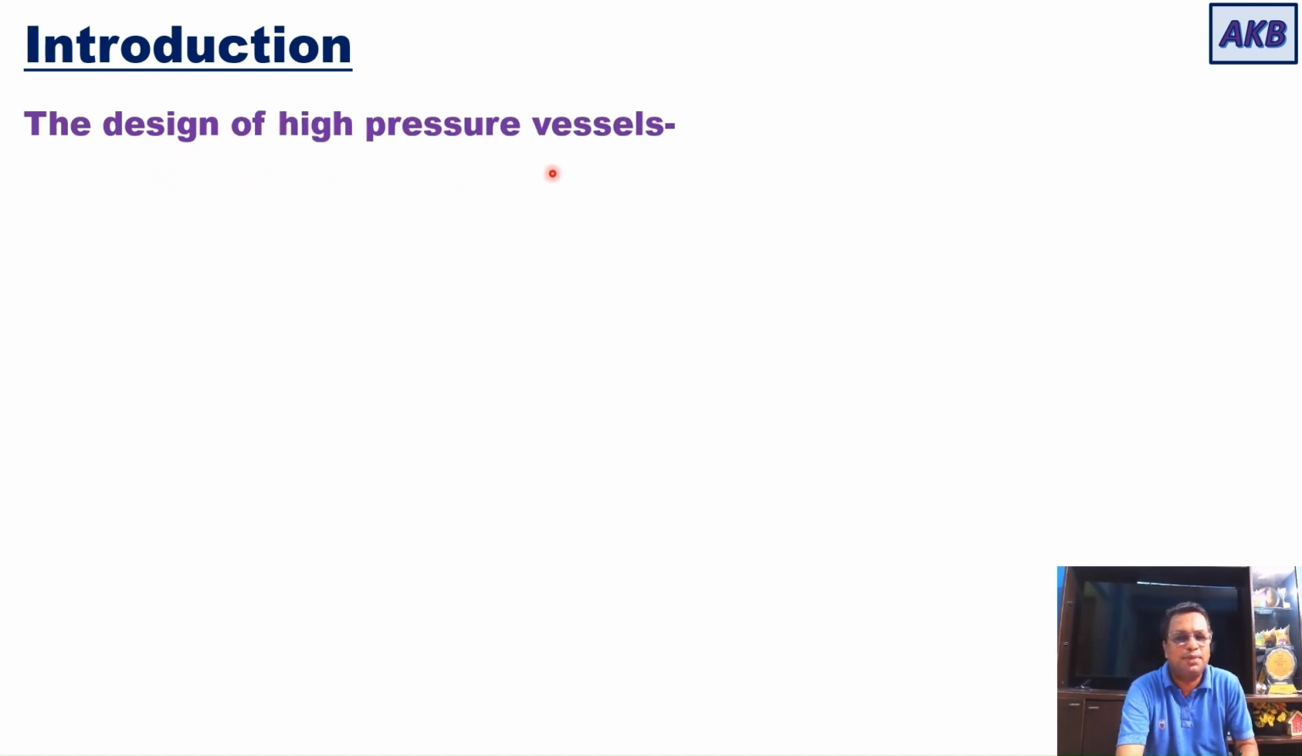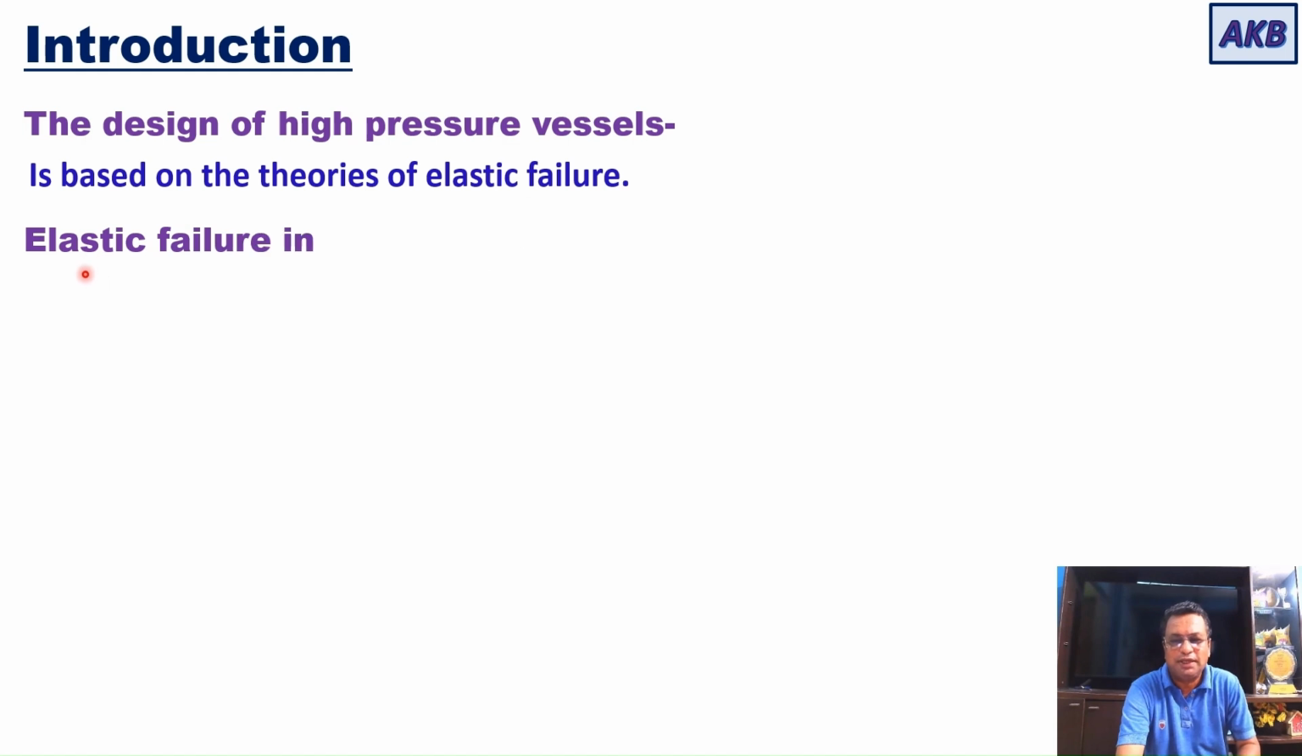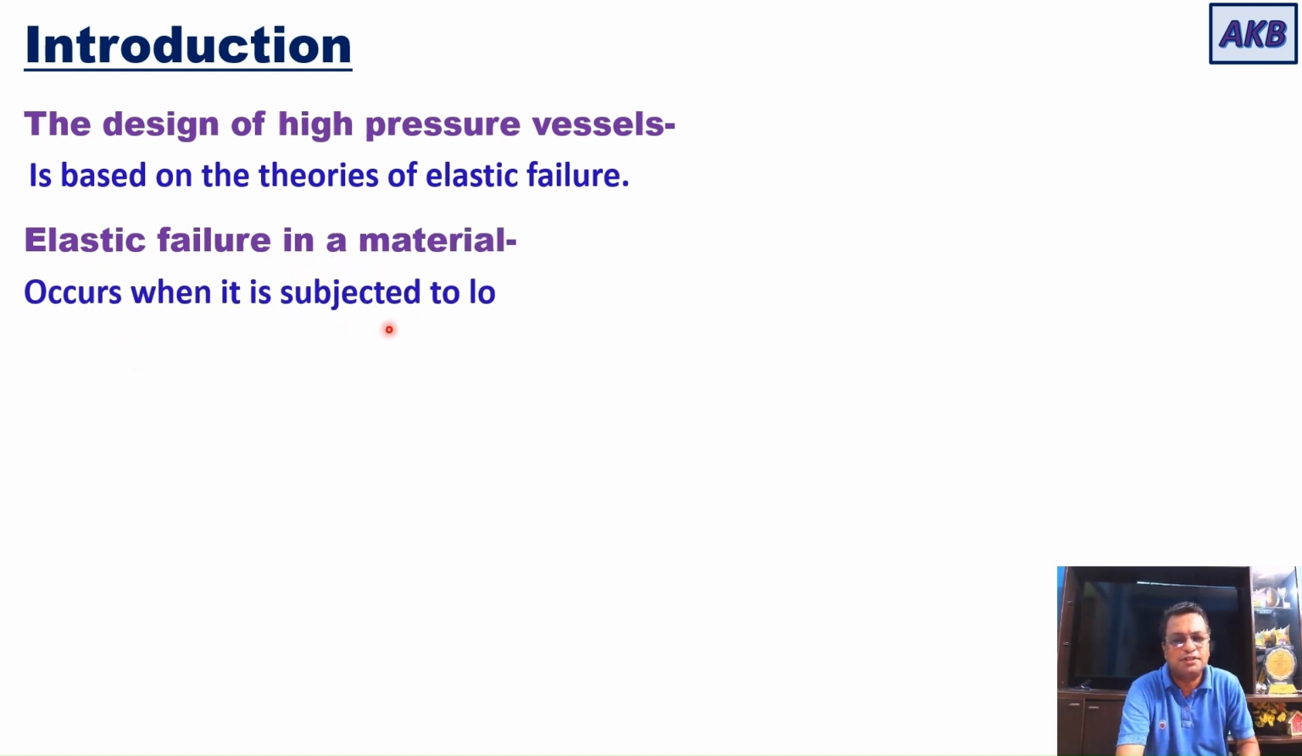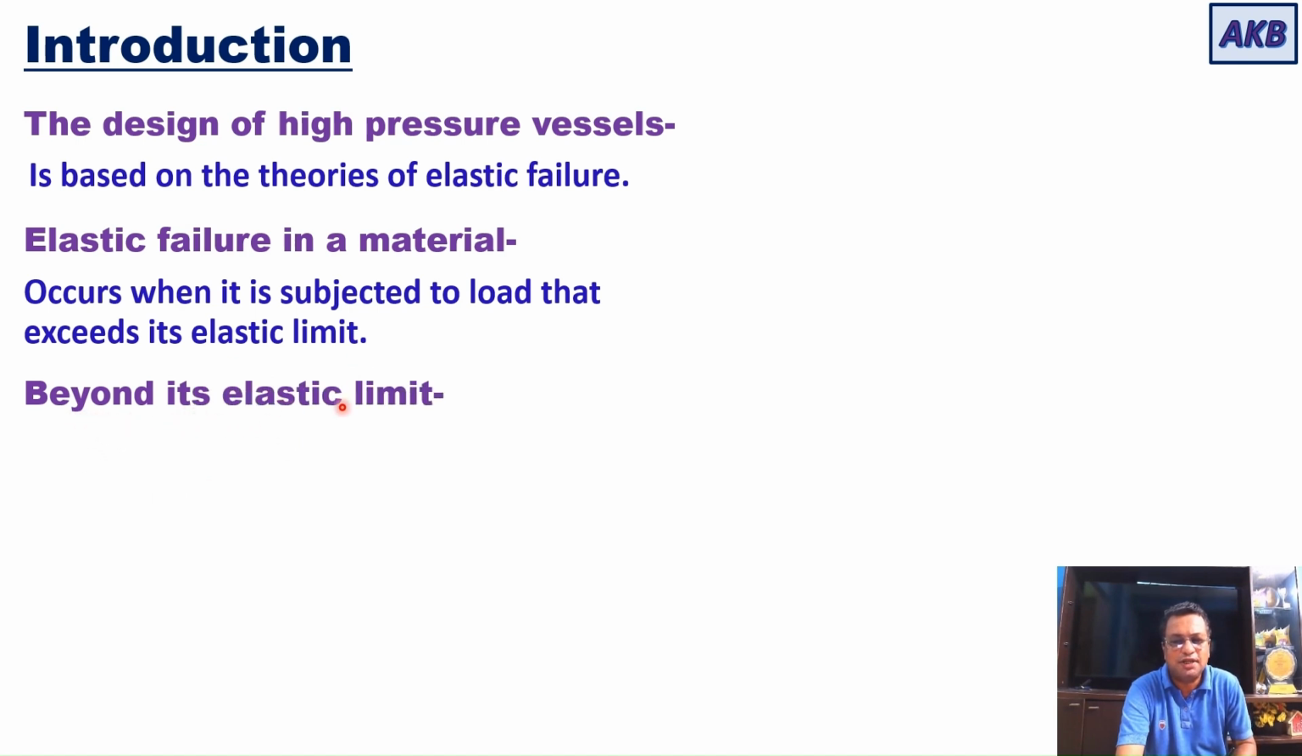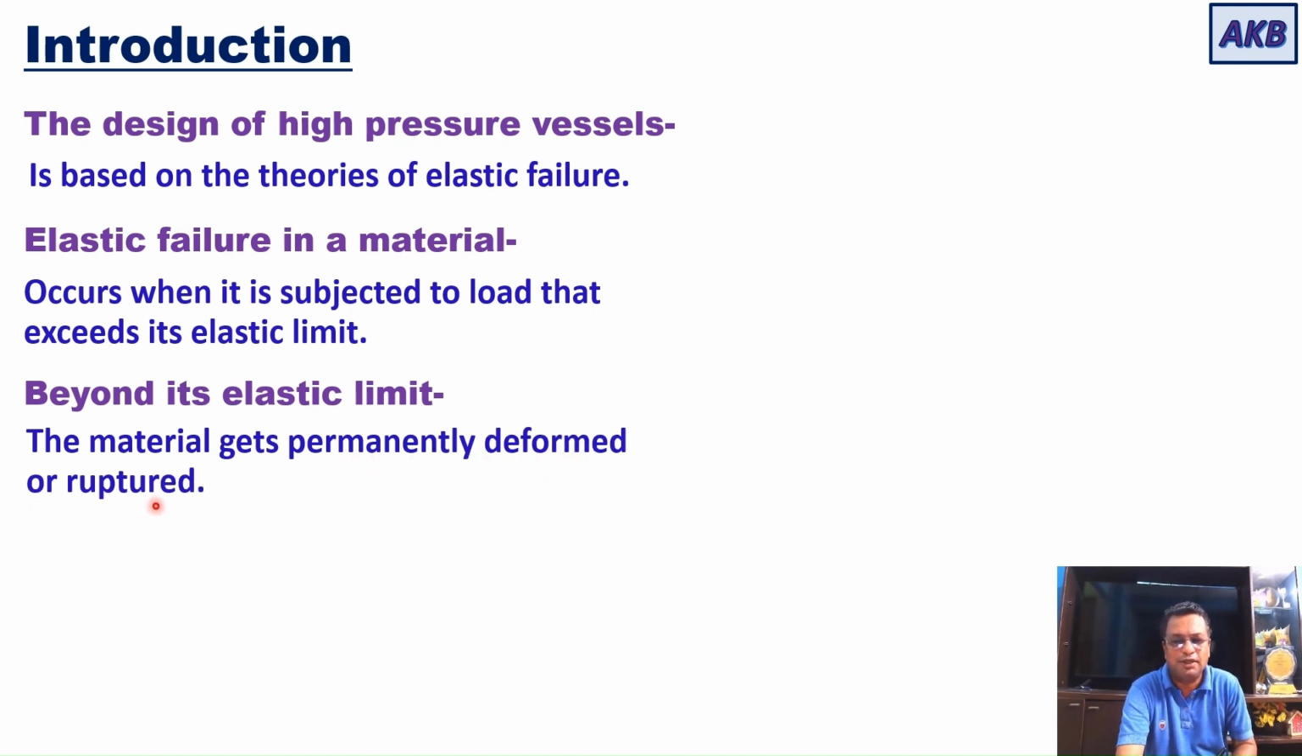The design of high pressure vessels, as you know, is based on the theories of elastic failure. Now, what is elastic failure? Elastic failure in a material occurs when it is subjected to a load that exceeds its elastic limit. Now, what is this elastic limit? Beyond its elastic limit, the material is going to get permanently deformed or permanently ruptured.